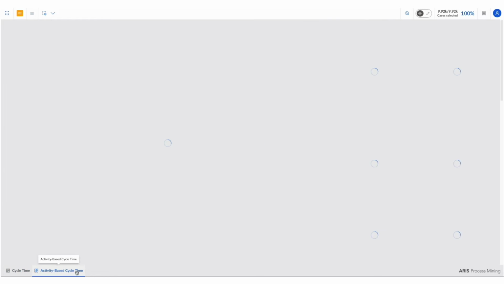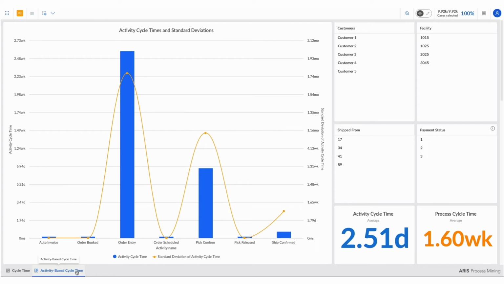The next one is activity-based analysis. Dimensions are quite useful components of process mining, which allow us to analyze the process in different aspects. By using dimensions for filtering, it's possible to see activity cycle times of process by customers, facility, shipment source location, and payment status. It can be easily seen that order entry activity takes dramatically longer on average, and it has the maximum standard deviation of cycle time among all. Let's check how cycle time changes by customers.